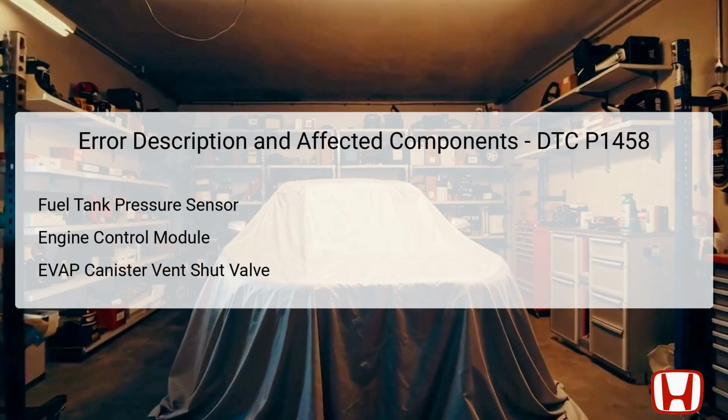The evap canister vent shut valve also plays a vital role, as it helps manage the flow of vapor from the fuel tank to the charcoal canister. If the pressure values are abnormal, it can signal a malfunction within these components, prompting the DTC to be stored, thus alerting the technician to perform necessary diagnostics.